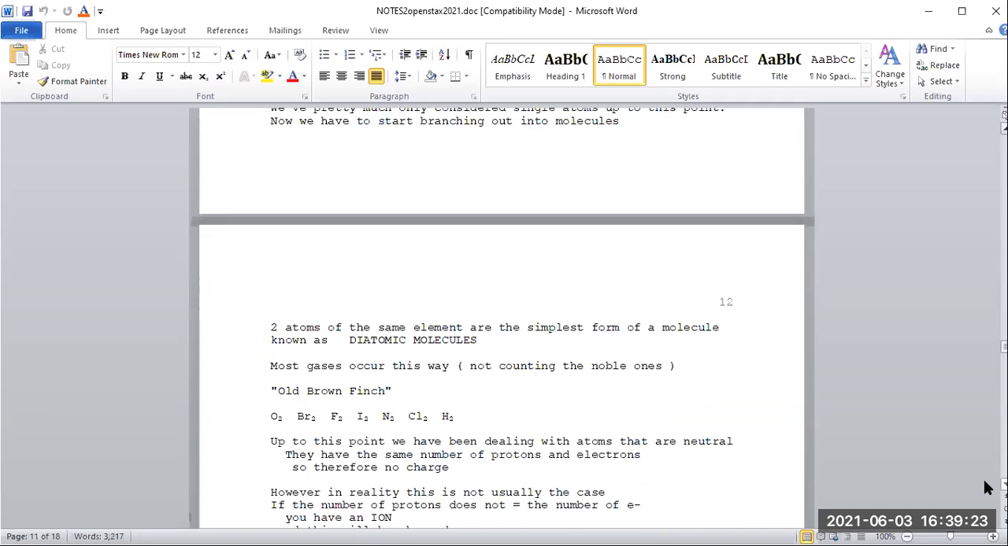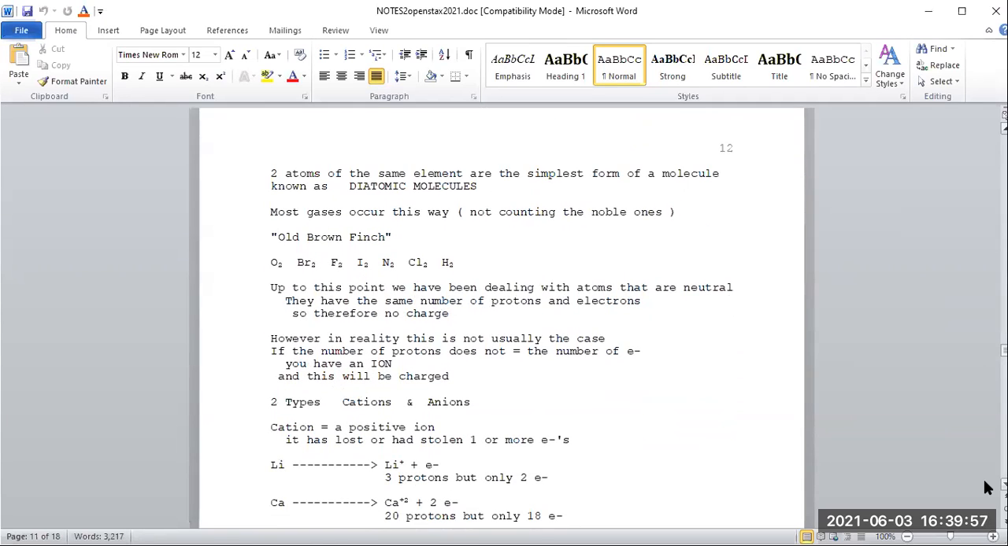So we are going to start with the smallest and simplest form of a molecule. Take two of the same thing and stick them together. They are known as diatomic molecules. There's a bunch of gases that prefer to occur this way. And I'll call it a mnemonic, okay? A way to sort of stick in your brain which ones like to do this as much as possible.